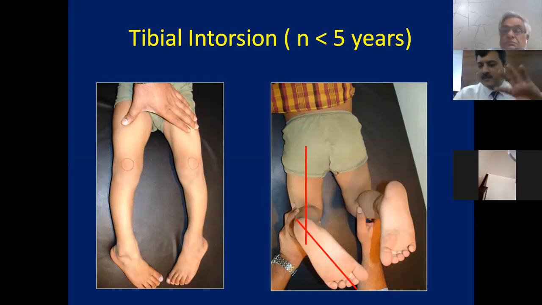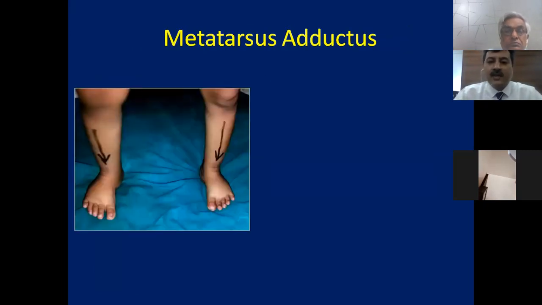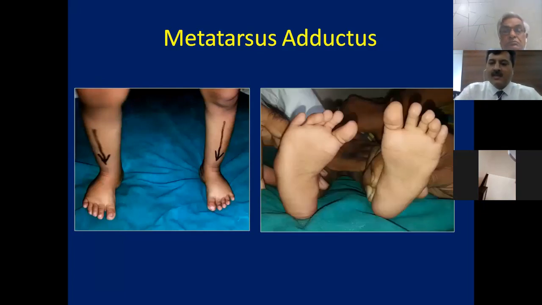So from the femur, we check the hip rotation. For the tibia, we check the thigh foot axis. And to differentiate whether it is coming from the foot or not, we just make the child lie and we see from the bottom. So you can see that the heels are straight, but the toes are turning in. So this is in-toeing coming from the foot.